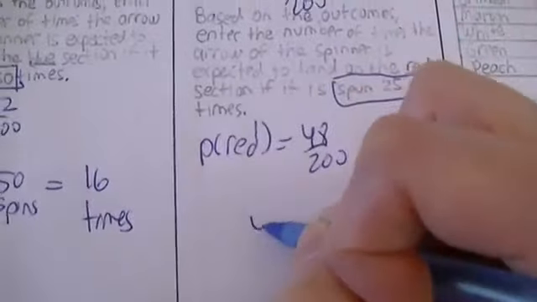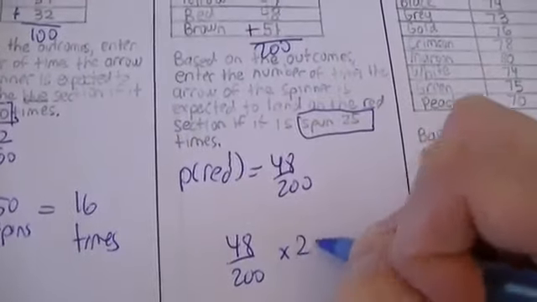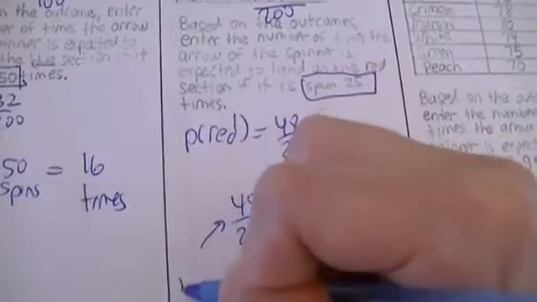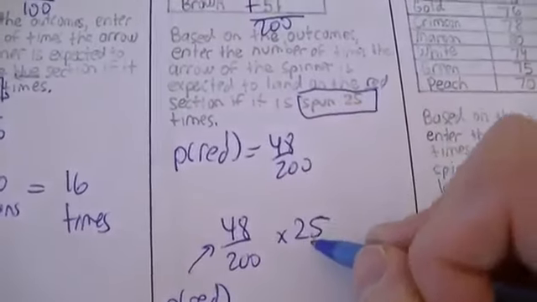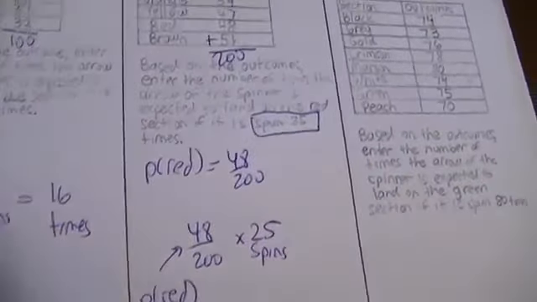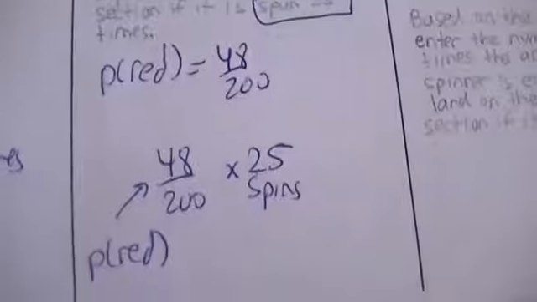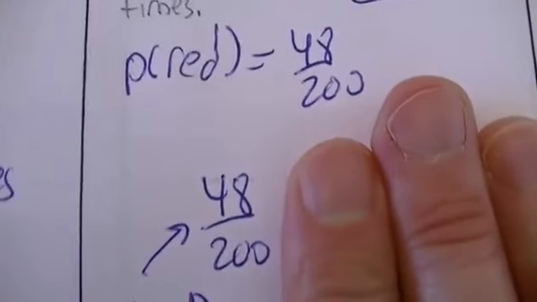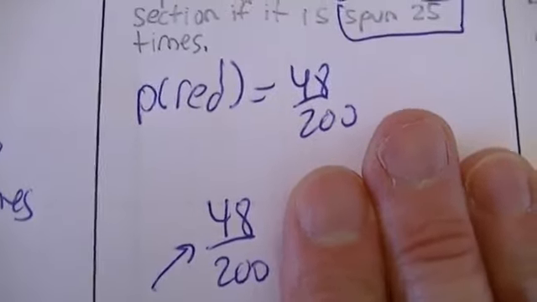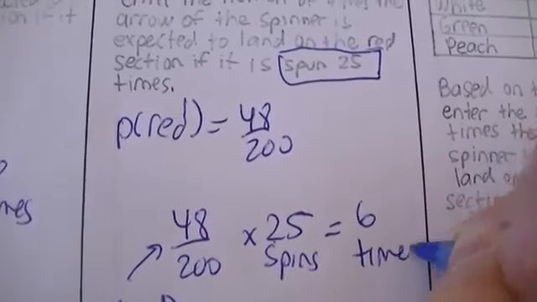So you take that probability of it being red and multiply it by the 25 spins. Remember, that's probability of it being red. You're gonna spin it 25 times. And when you go 48 200ths times 25, if you're like, oh, I can't do this on my calculator, go 48 divided by 200, press equals, get that decimal, and then times it by 25. You get 6 times.